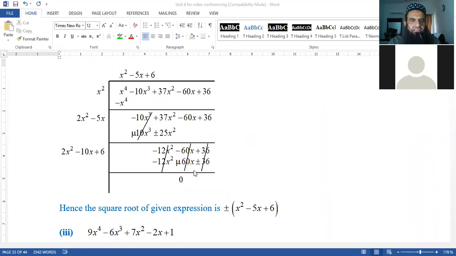So after the cancellation, whatever will be your answer, it will be written right above it. So the expression will be this, that you will write these three terms within brackets, and then you will place plus minus sign. This will be the answer for the division process.